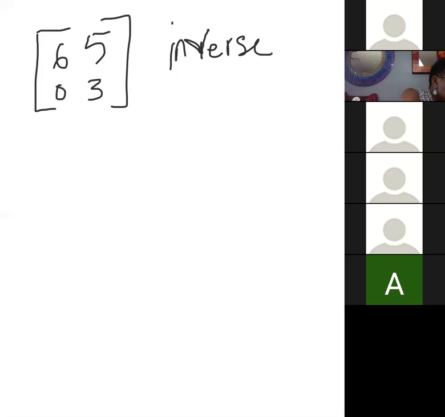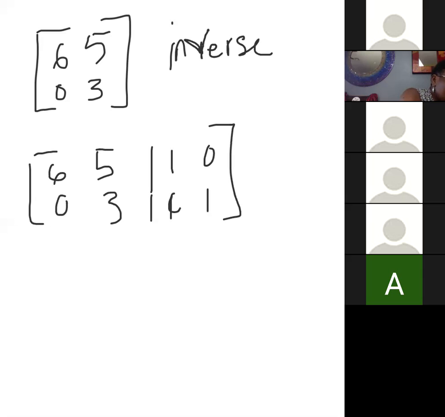So the way to do this is to actually use row echelon form. This is the identity matrix here, guys. So your job is to use row echelon form so that you end up with the identity matrix on the left, and then the matrix you end up with on the right over here will become the inverse of the matrix.